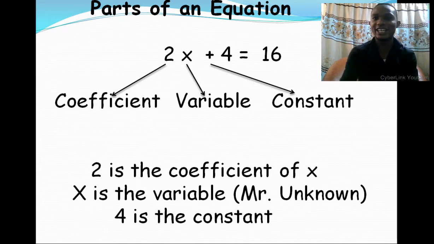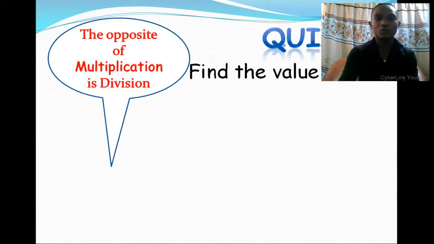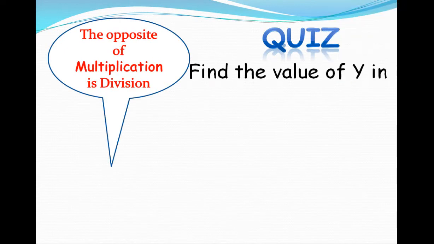Also 16 is actually a constant in one way, but that is actually the result. What it means is that 2 times x plus 4 gives us 16. We are going to see how to solve this when we move on to multiplication of equation. Now quickly look at this quiz. Find the value of y in this. Before this, remember that the opposite of multiplication is division. Please don't forget.